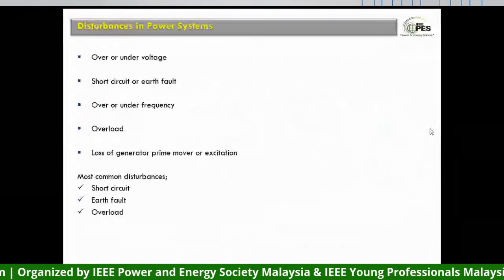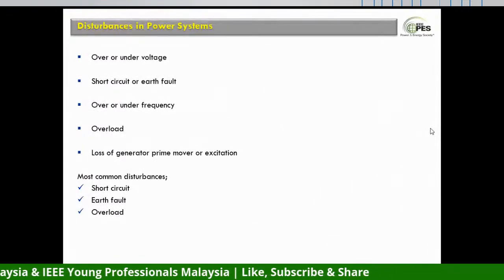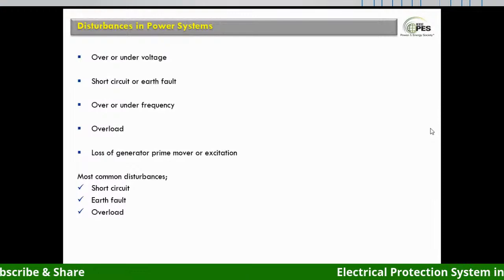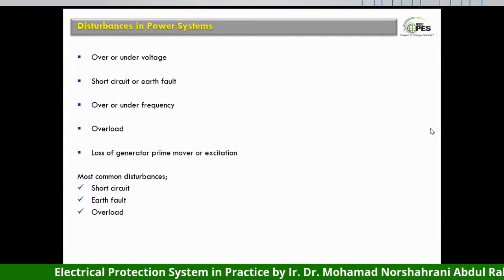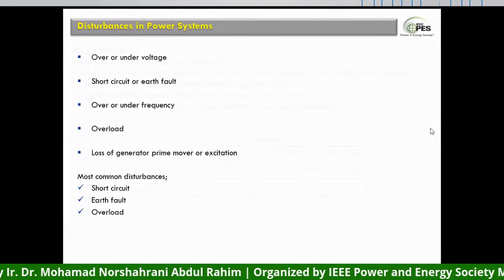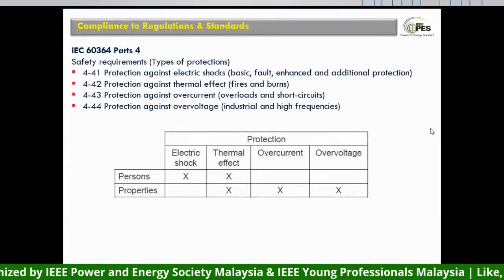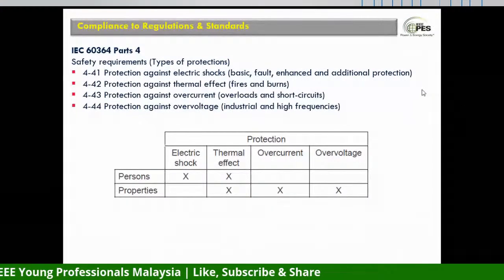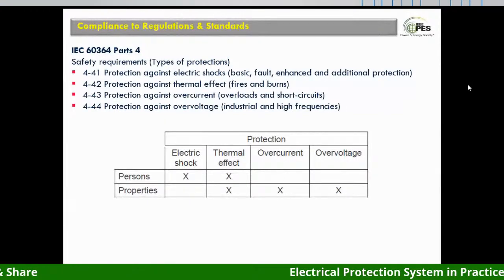There are a lot of other disturbances in a power system. As we know, there are over and under voltage, short circuit, earth fault, over and under frequency, and overload. The most common that we always hear about are short circuit, earth fault, and overload. In terms of compliance to regulations and standards, for example IEC 60364 Part 4, they list the situations that the technical person has to consider. Among them are protection against electrical shock, thermal effect, overcurrent, and overvoltage.